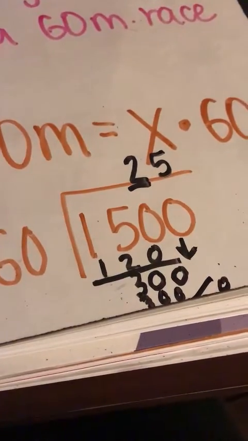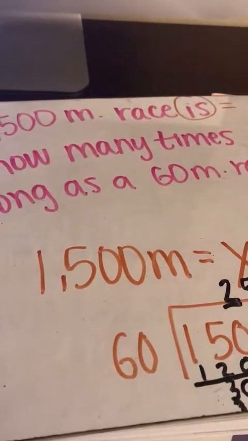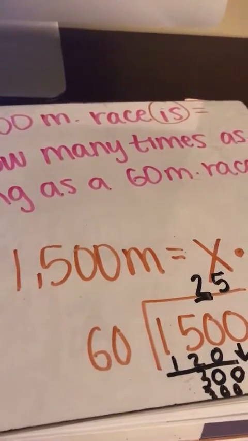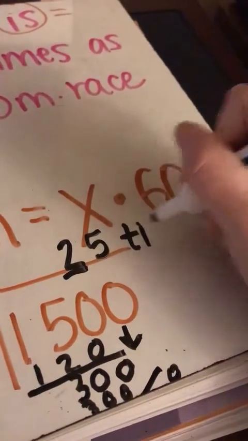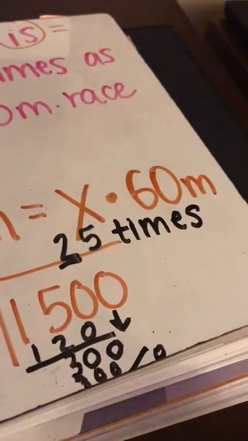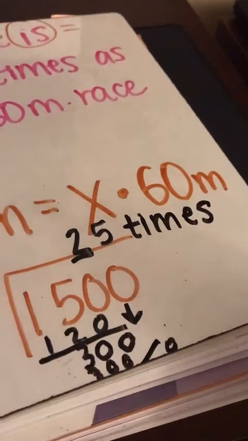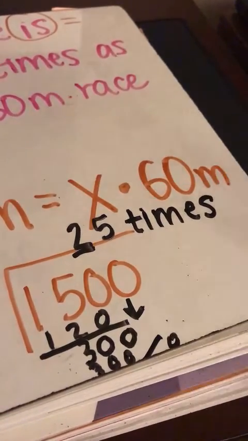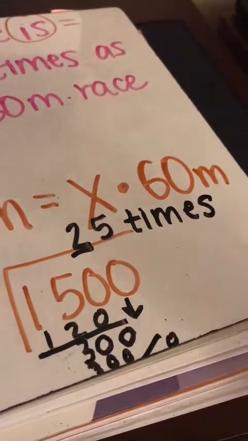When I solved, I got 25. So again, our label, it says 1,500 meter race is how many times as long. So we're not going to put 25 meters, we're going to say 25 times as long. Always look at your question and figure out what our label will be. Okay, so that is a multiplicative comparison problem. We're comparing how many times longer it is. Okay, a little different than the last two problems.